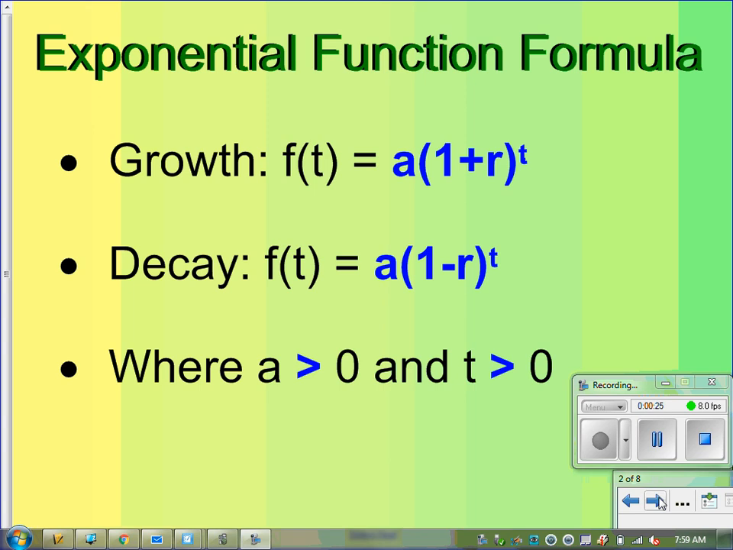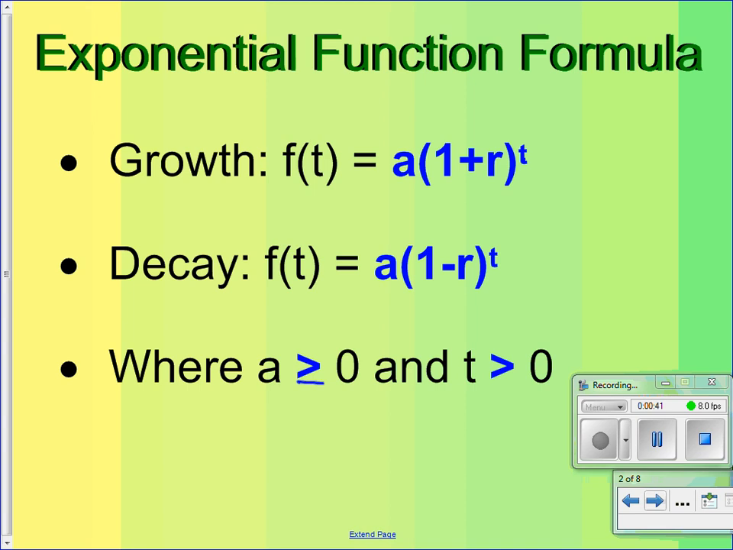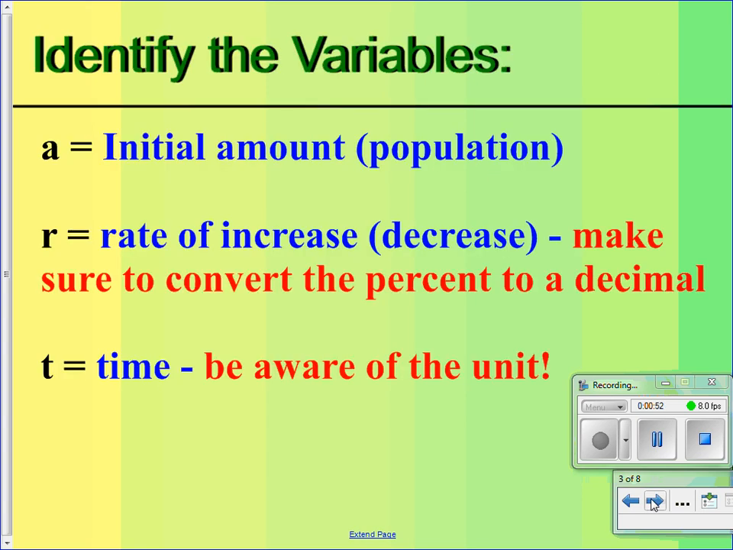Growth: f of t equals a times the quantity 1 plus r raised to the t. Decay is f of t equals a times 1 minus r raised to the t, where a is greater than or equal to 0 and t is greater than 0. Don't forget the way you identify the variables: a is your initial amount or your initial population, the amount you start with. R is the rate of increase or decrease.